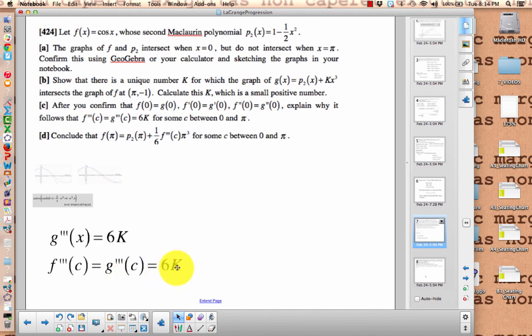So if you solve for k, that means k is going to be 1/6 times the third derivative of f at c. That's part D. It says conclude that f of pi must equal p2 of pi plus 1/6 f triple prime of c times pi cubed for some c between 0 and pi.